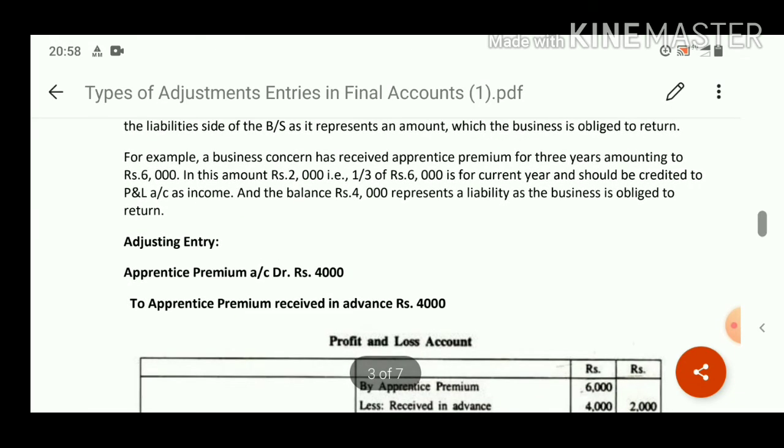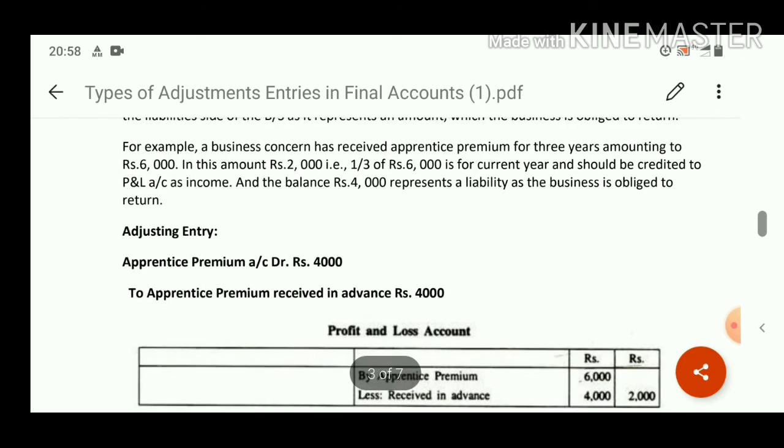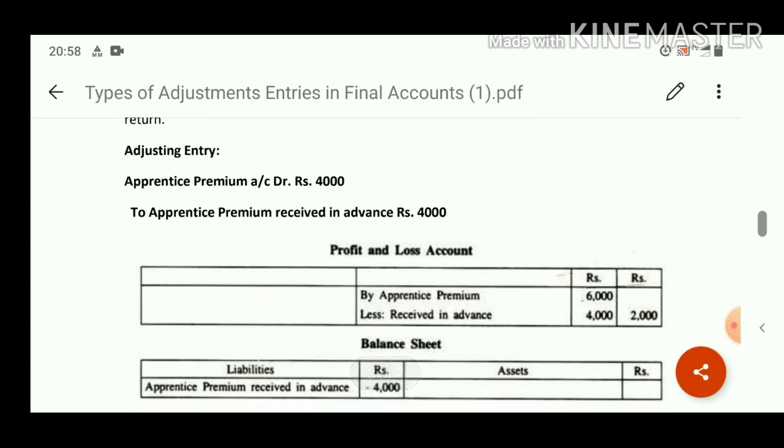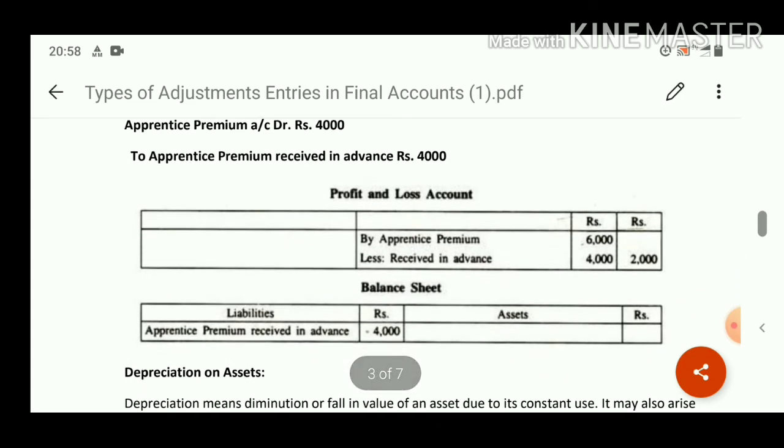as income, and the balance 4,000 is the liability, is advance income. So what I'll do, in the profit and loss account, my total income is the apprentice premium. As it is my income, I am going to record it on the credit side of the profit and loss account with the amount 6,000. What I am going to do is deduct the advance payment that I have taken, which is 4,000, and the net income of that particular year is 2,000.